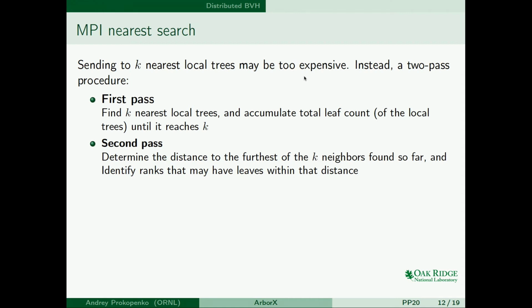Theoretically, if the number of objects per domain is large enough, you can be limited to a single tree. So in that tree, you search for k neighbors, and then you choose the distance to be equal to the distance to the furthest of those k. Then based on that distance, you choose the processes to actually do the exact determination in the second pass. And that is typically a lot fewer than if you sent it to all k nearest local trees.